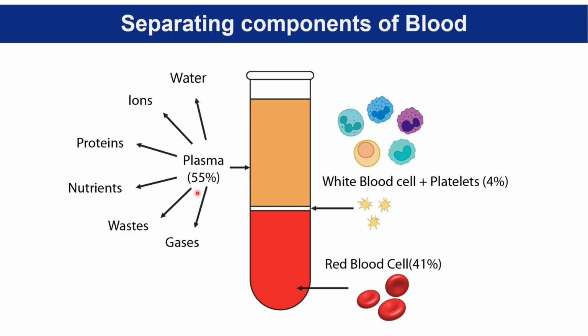So the plasma constitutes more than 55% of the blood, and the red blood cells contribute almost 41%, while the combination of white blood cells and platelets contributes a total of 4%. The main constituent of the plasma, more than 92%, is water, but there are also a lot of other substances present in the plasma, which are different ions and proteins. Proteins can be some hormones, or immunoglobulins, and there are different nutrients and wastes like urea, and gases like carbon dioxide or oxygen. So these are basically the components of the plasma.